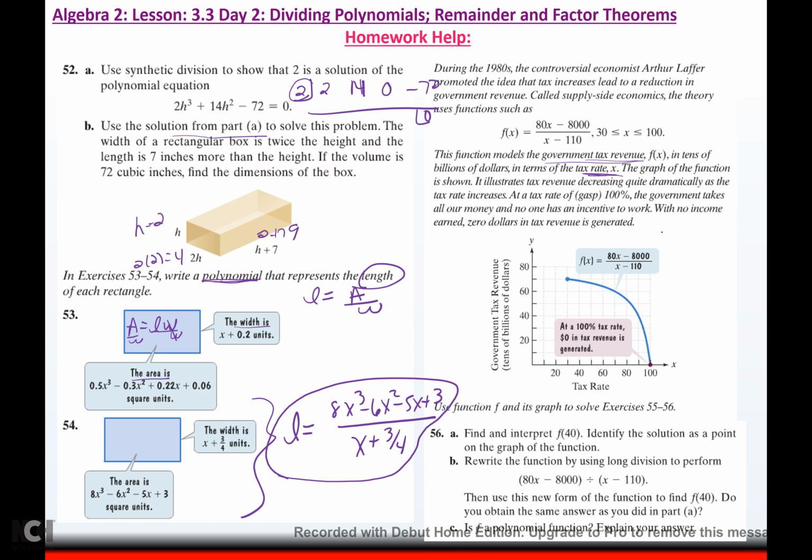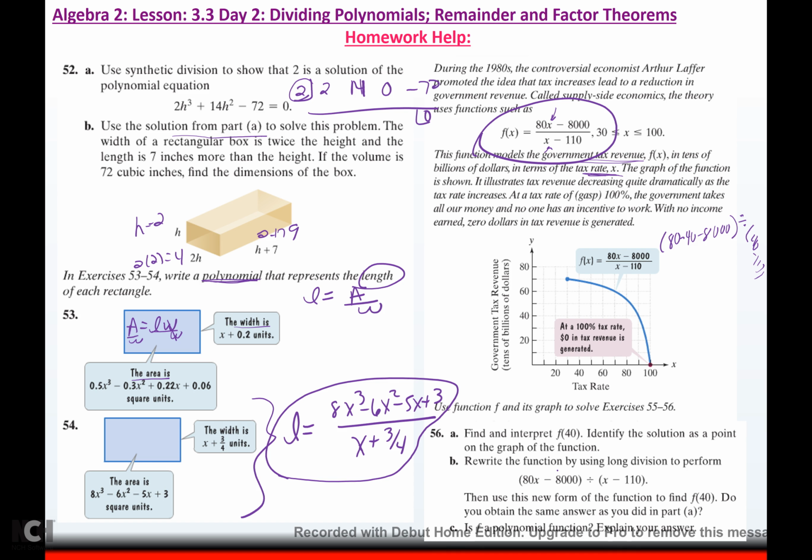Okay, so for A, it says, find and interpret f of 40. Identify the solution as a point on the graph of the function. They're telling you to come back up here and change your x's to 40. So plug 40 in there, 40 in there. To type it in the calculator without screwing it up, you'd go parentheses 80 times 40 minus 8,000 parentheses divided by parentheses 40 minus 110. And then it'll give you the proper answer.